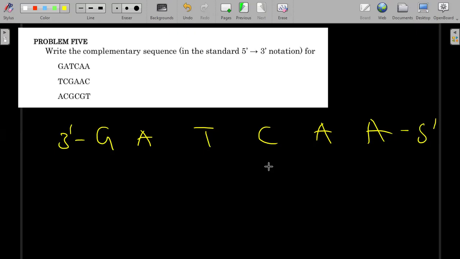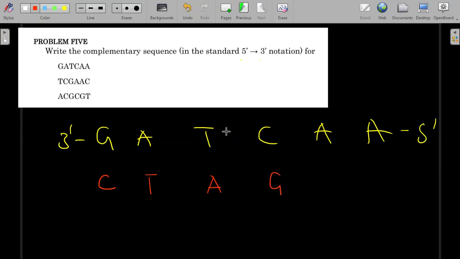So our complementary strand will start from the 5' and then go to the 3'. We know that the complementary base pair for guanine is always cytosine. For A, it is thymine. For thymine, it is adenine. For cytosine, it is G, guanine.